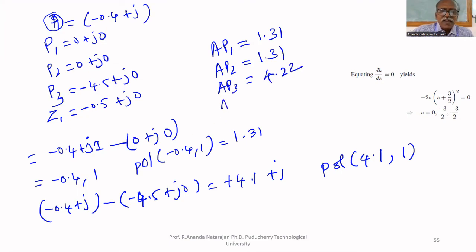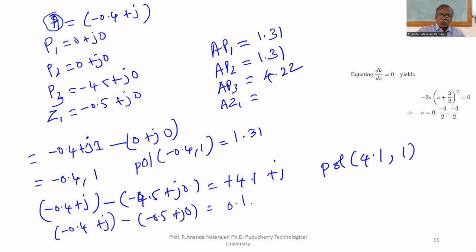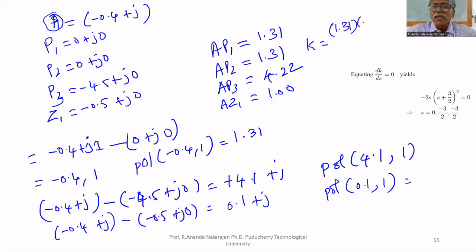Now we have to find the distance from A to Z1. Again, you subtract minus 0.4 plus J minus minus 0.5 plus J0, which equals plus 0.1 plus J. What is the distance? Pass this to polar coordinate, 0.1, comma 1. How much are you getting? 1.00. Therefore, K equals 1.31 multiplied by 1.31 multiplied by 4.22 divided by 1.0.